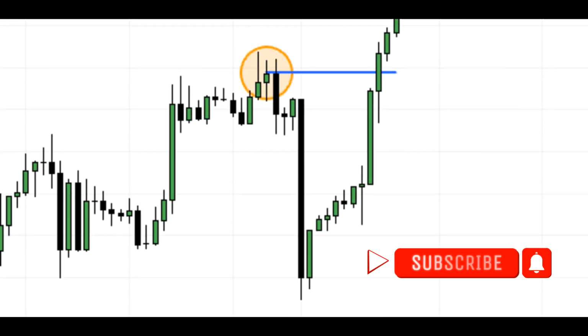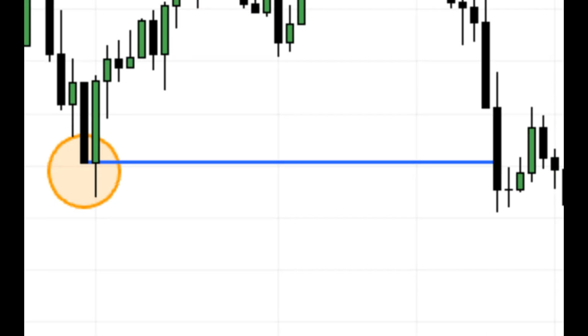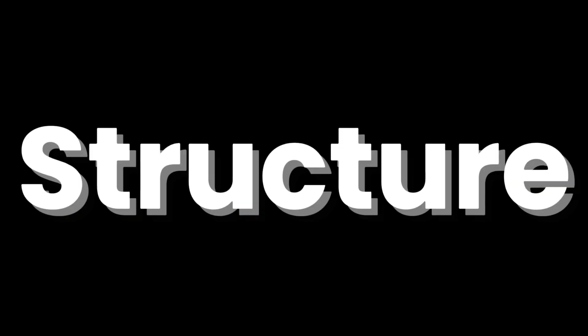When a high is broken like this, that is typically an indicator that price is bullish, and that is also known as a bullish market structure shift. Now, when a low is broken like this, that is usually an indication that price is bearish, and that is a bearish market structure shift.